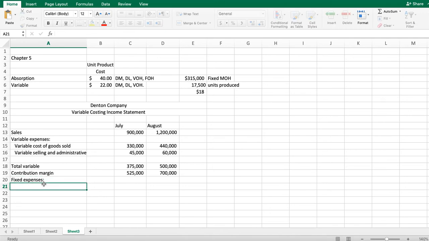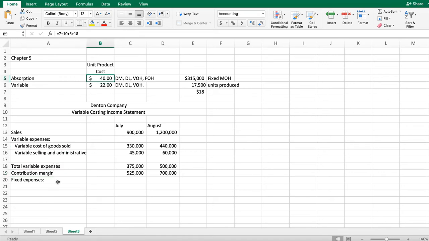Now, hopefully you've picked up on what we've done different from a traditional income statement. Normally we do sales minus cost of goods sold gives us gross margin. This is contribution margin. That's different. Gross margin is sales minus the product cost using absorption costing. So remember that as you work through these.